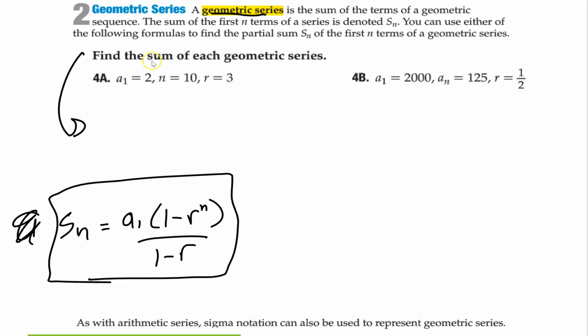It's like this first one here. They want me to find the sum of the first 10 terms. Notice how it says sum, so I'm using an S formula for the first 10 terms with r equals 3 and a1 equals 2. So it's plugging in. Sum of the first 10 terms equals a1, which is 2, times 1 minus 3 to the n power, all over 1 minus 3. And that you just plug into your calculator.